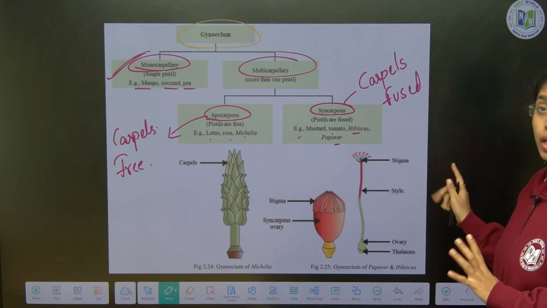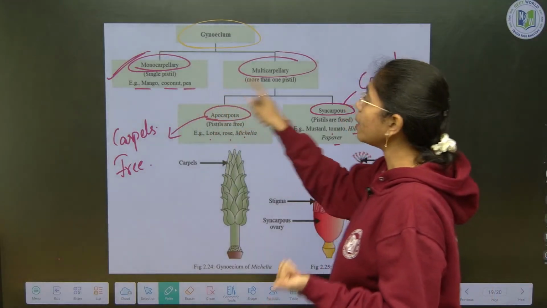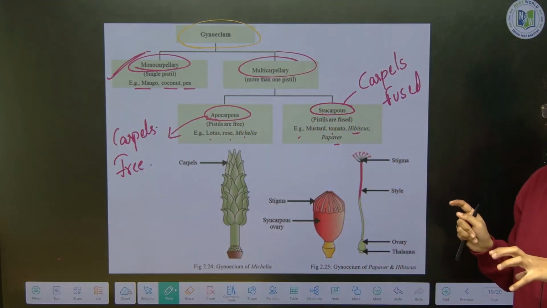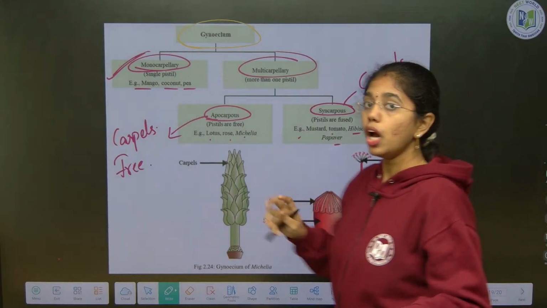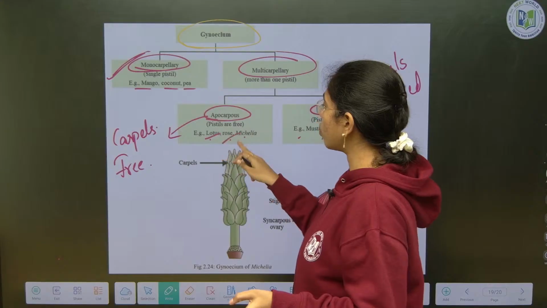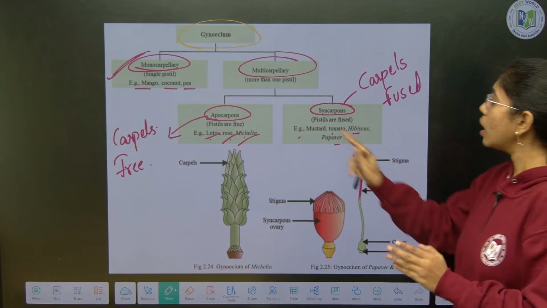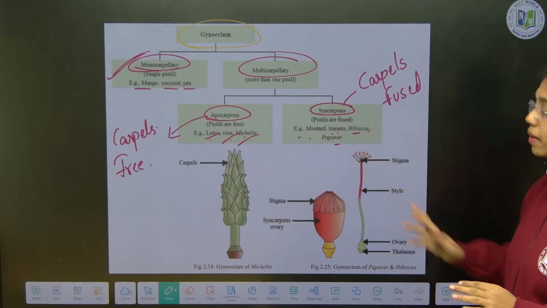Clear, right? Clear till here? Monocarpellary examples: mango, coconut, pea. Multicarpellary, the carpels can be arranged freely or they are fused. Carpels arranged freely include lotus, rose and michelia. Syncarpous condition where carpels are fused includes mustard, tomato, hibiscus and papaver.